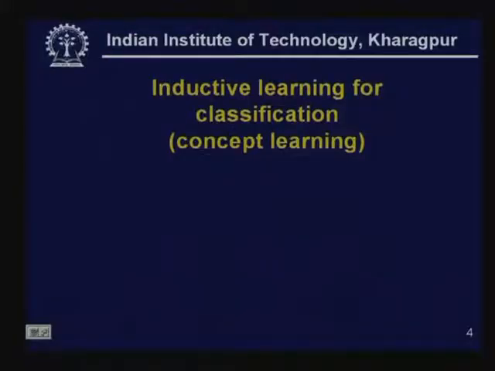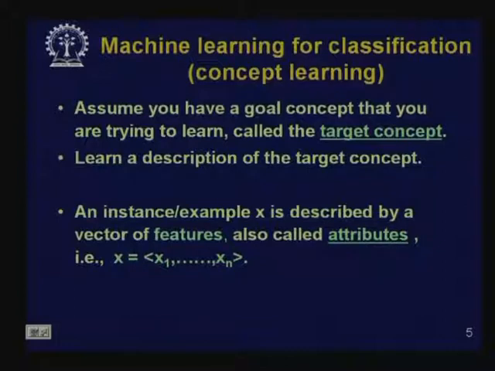So, in the last class we talked about concept learning or inductive learning for classification. This problem has already been introduced to you, and let us review the problem again. The assumption is that you have a goal concept that you are trying to learn, and we call this a target concept. As we discussed, the target concept could be something like a description. You want to know whether a given object is an apple or not, or you are given an image, you want to know whether this is an image of 0 or not.